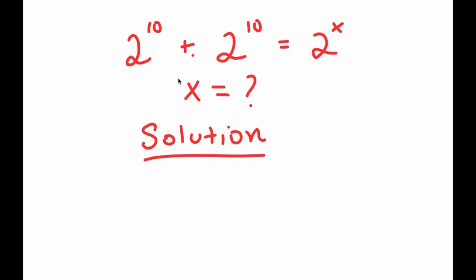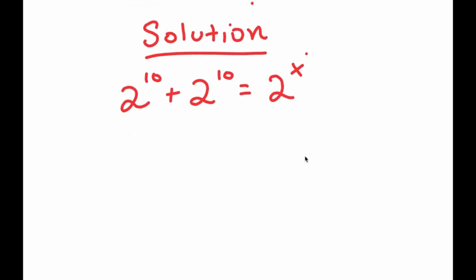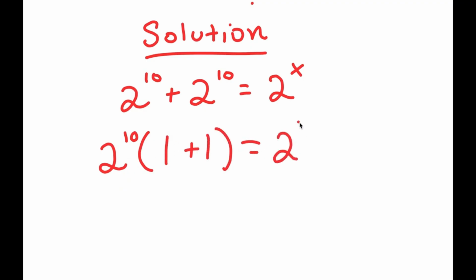I'm going to first start by rewriting my equation. So my equation is 2 to the power of 10 plus 2 to the power of 10 is equal to 2 to the power of x. Now, to solve this, what I'm going to do is first factor out 2 to the power of 10 from my left-hand side. So if I factor out 2 to the power of 10, I get 2 to the power of 10 times, 2 to the power of 10 divided by 2 to the power of 10 is 1, so I get 2 to the power of 10 times 1 plus 1 is equal to 2 to the power of x.